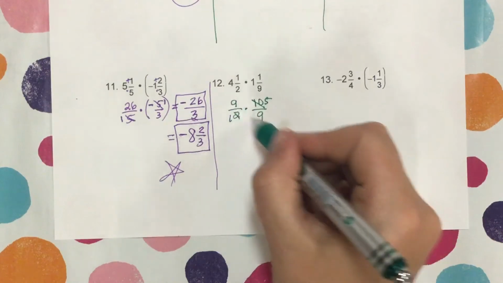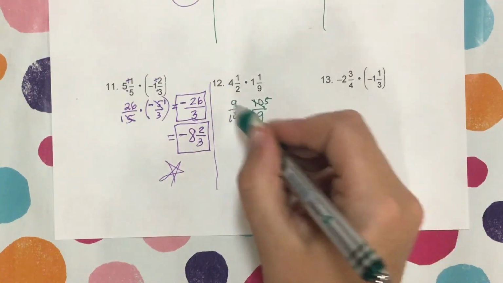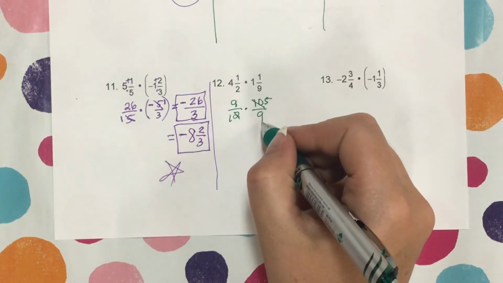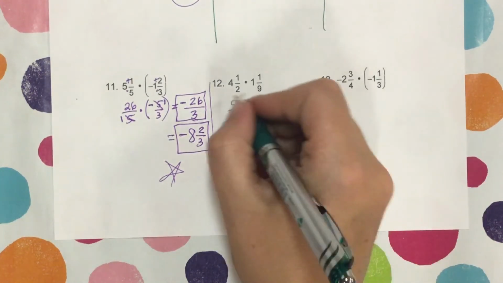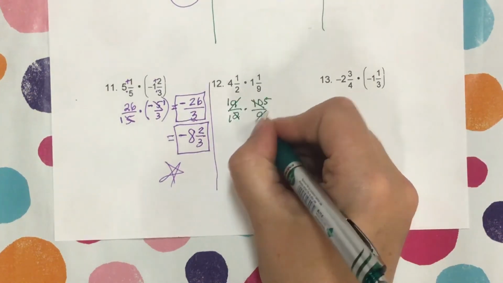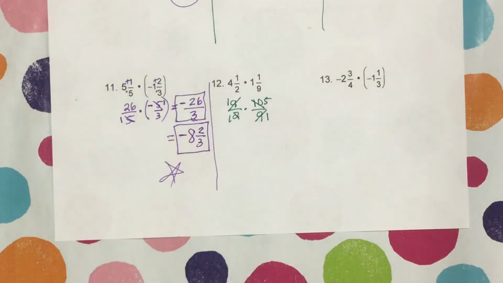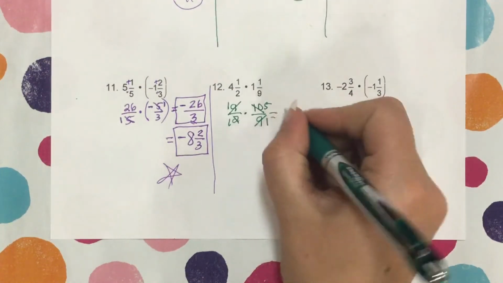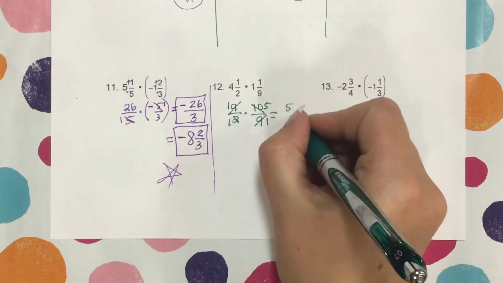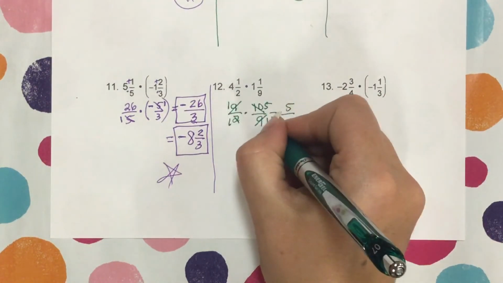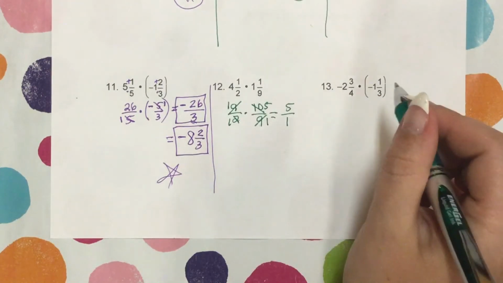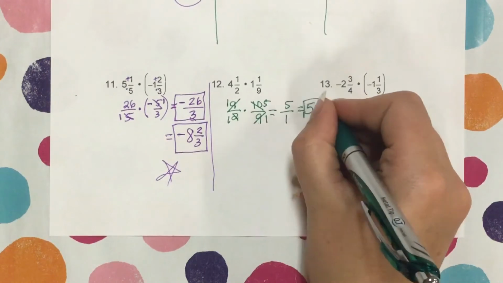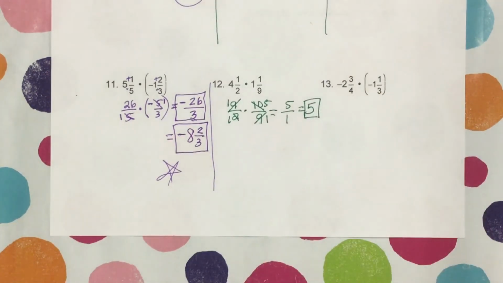Are there any common factors between 9 and 9? And the answer is yes again. 9 goes into 9, and 9 also goes into 9, so there's a common factor of 9. 9 goes into 9 one time, and 9 goes into 9 one time. Now that we have cross-canceled, it is time to multiply across. 1 times 5 is 5, and 1 times 1 is 1. And 5 over 1 is just the same thing as 5. So the answer is 5.